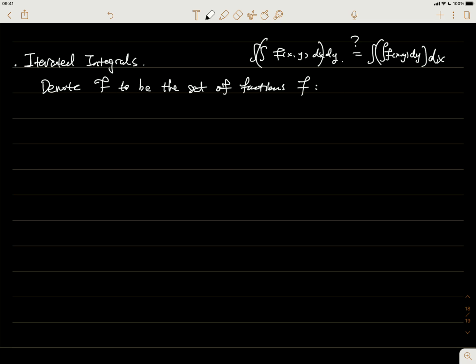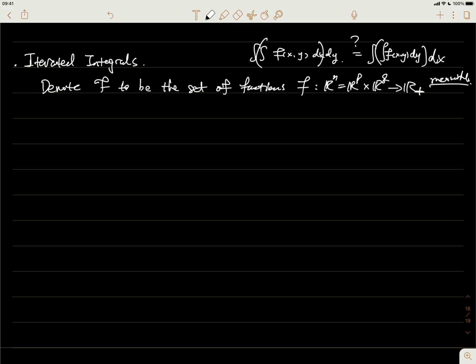So I consider functions f defined on Rn, but Rn can be written as Rp times Rq, because x is a p-dimensional vector and y is a q-dimensional vector. I'm considering all non-negative functions right now. So the set F here is a collection of all the functions f that are defined like this, that are measurable. Definitely we'll consider measurable functions only, such that the following conditions hold.